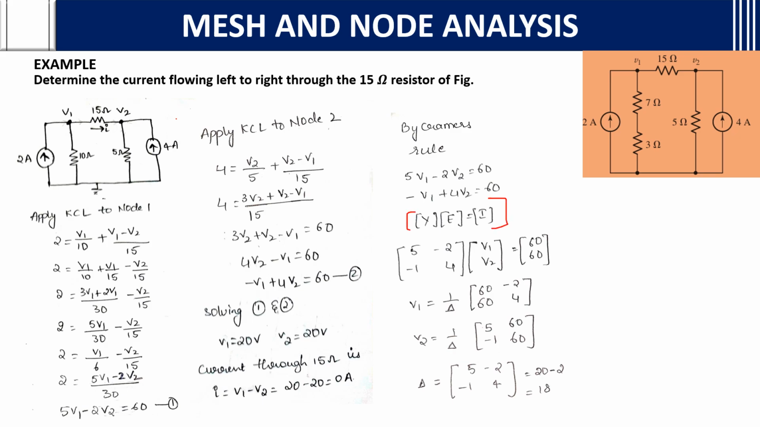The generalized form of the nodal analysis is YE = I. Then write it in the form of a matrix: 5, minus 1, minus 2 and 4, times V1 and V2, equals 60, 60.